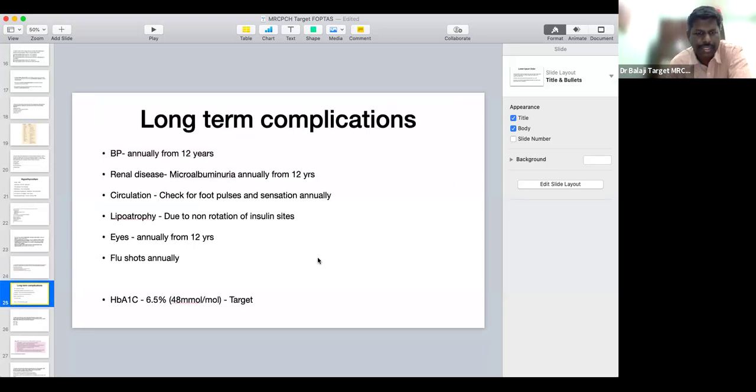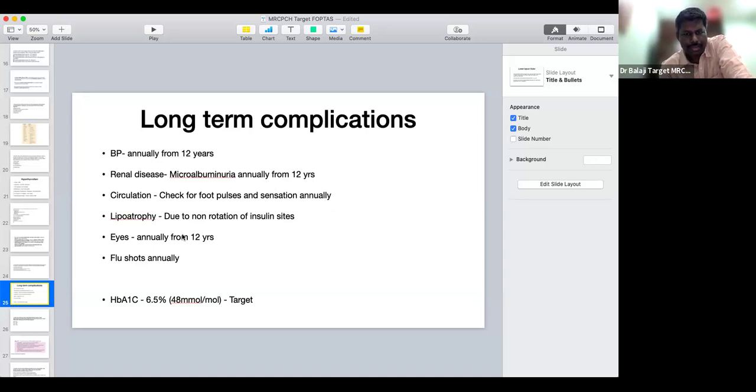So here is the criteria. So most of the screening to remember starts from 12 years of age. Then it will be an annual checkup. So be it blood pressure, then microalbuminuria or eye checkup. So all this starts from 12 years. It is done annually. So every year you have to do it.